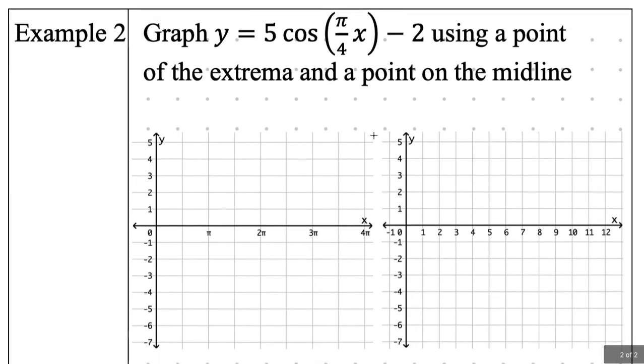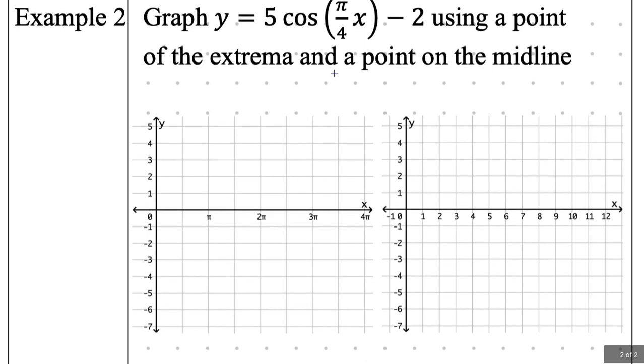All right, example number 2. The same type of thing. First, I'm going to graph the parent function. The parent function this time is cosine. So I'm going to say my parent function is y is equal to cosine of x. Next, we're going to graph what happens when we change the period. That means I'm going to have that pi over 4 on the inside. So this is going to be y is equal to cosine of pi over 4x.